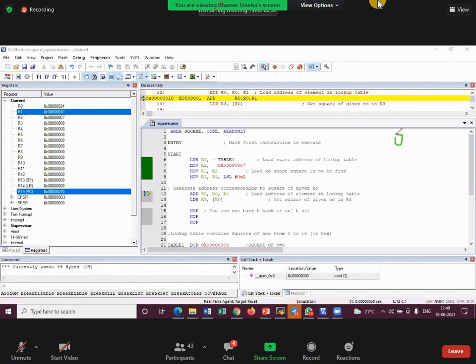So it is 0, 1, 1, 1, correct? So it is moving, appending the rest of the places with zeros. So it is moving 2 bits, right? So 1, 1, and 1. So all these are 0 and 0. So what is the new number, guys? It is 28. It is 16 plus 8. 16, yes, it is 28.